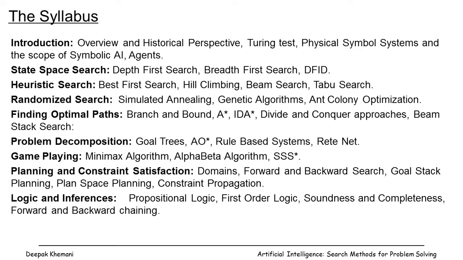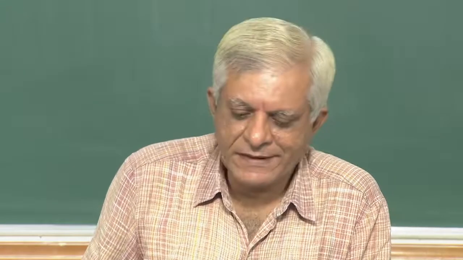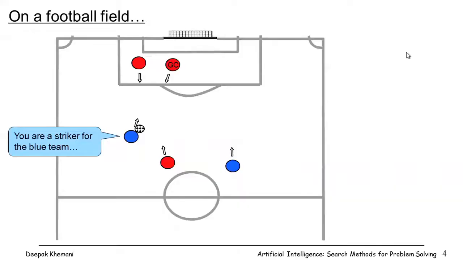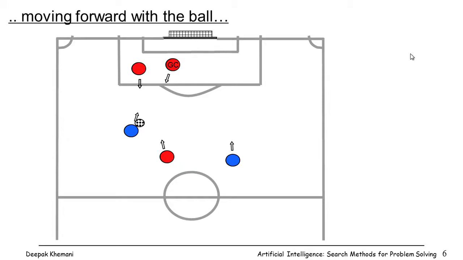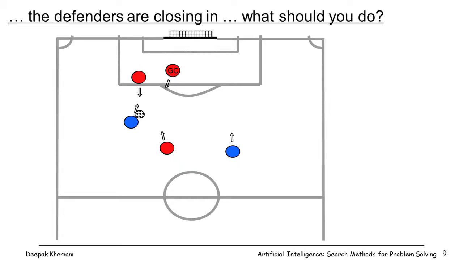Now, that is something that we will do in more detail in a follow up course much later essentially. So, let us look at what we mean by problem solving. Supposing you are on a football field and you are a player in the blue team and you have the ball with you and you are moving forward towards the opponent's goal and the defenders are closing in. What should you do essentially?